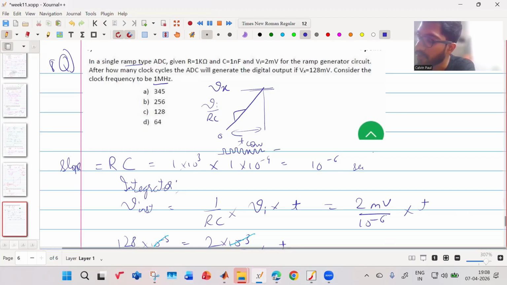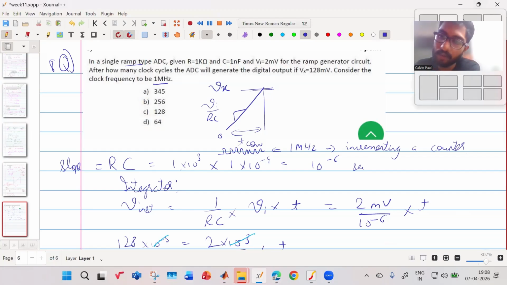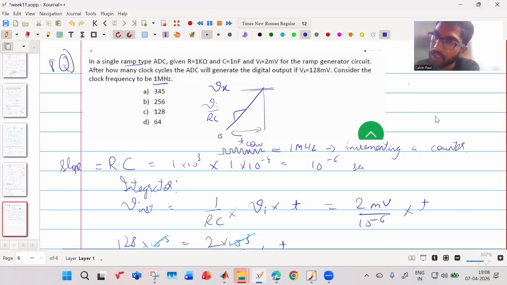Okay, a high frequency clock, which is at 1 megahertz rate. What those clocks will be doing is incrementing a counter. You have studied a counter, right? Counter will start from 0 and it keeps on counting. It counts the number of times that clock has come. You have studied synchronous counter, asynchronous counter, all those things.